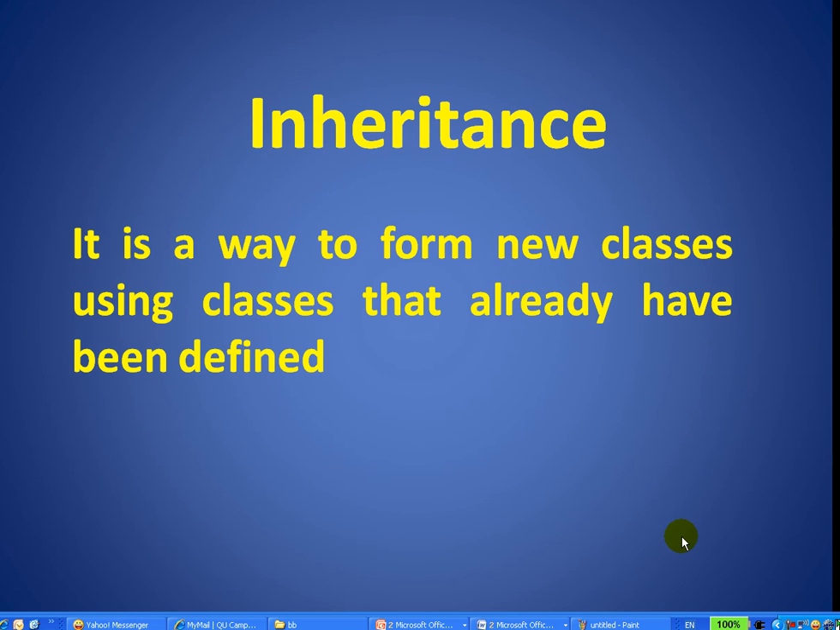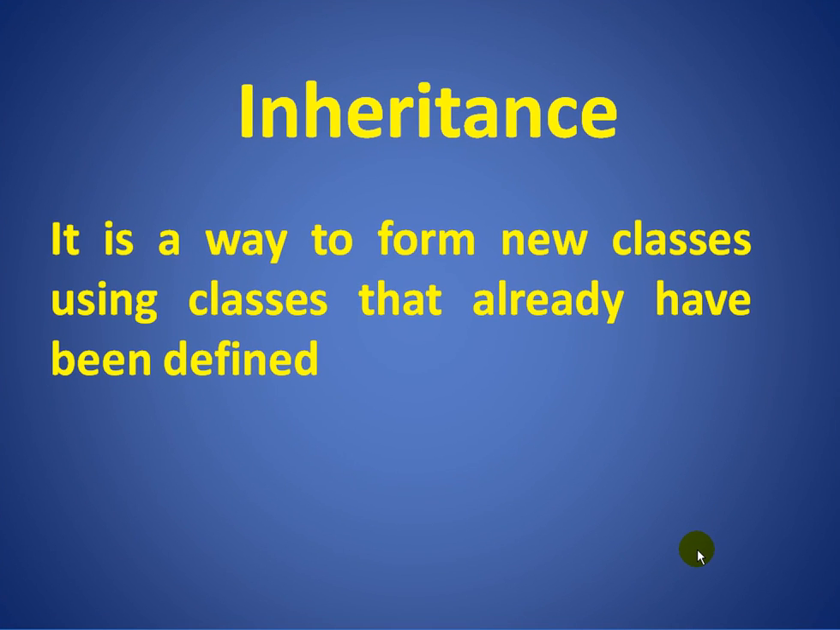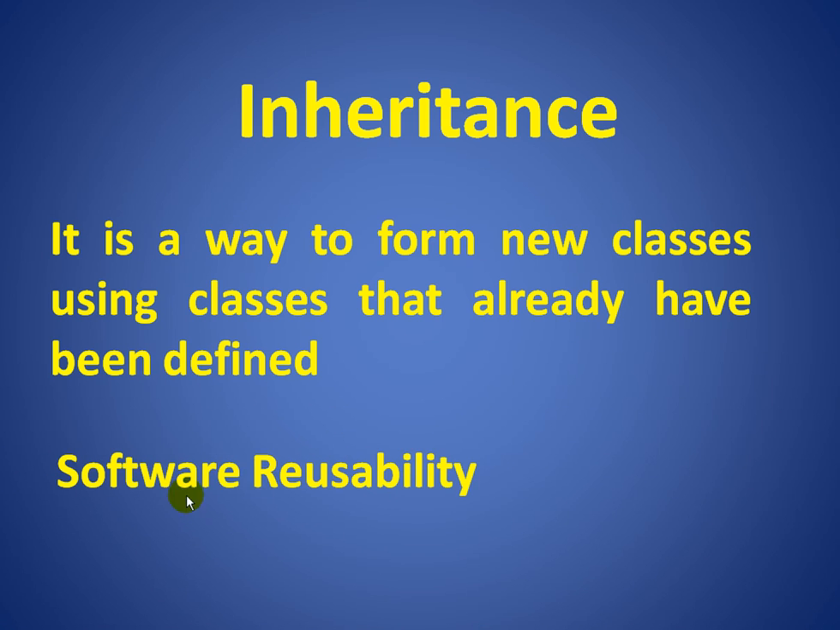In this session, we will explain the second type of class relationships. This relationship is the inheritance. Inheritance can be defined as a way to form new classes using classes that already have been defined. Inheritance between classes can be considered as a way of software reusability. So instead of creating classes all the time from scratch, we just create classes by extending a pre-built class, which will save time and effort in software development.